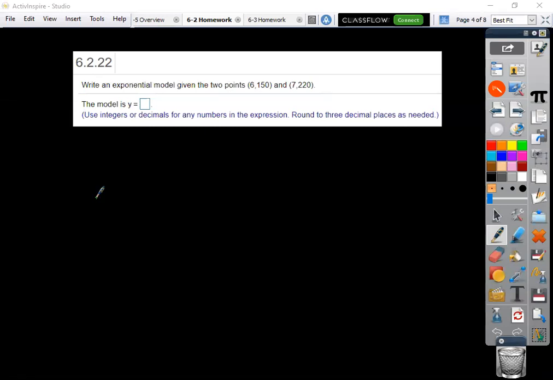Okay, let's see here. We've got 2 points that they gave us, and they want us to find the exponential model. So reminder, an exponential model is the one that looks like a starting number times your multiplier to the power of whatever, where the variable is in the exponent. So if we have these 2 points, this is a strategy I learned once upon a time.